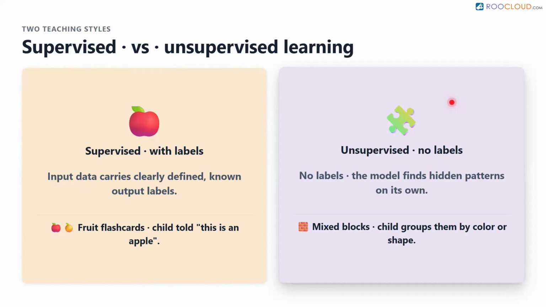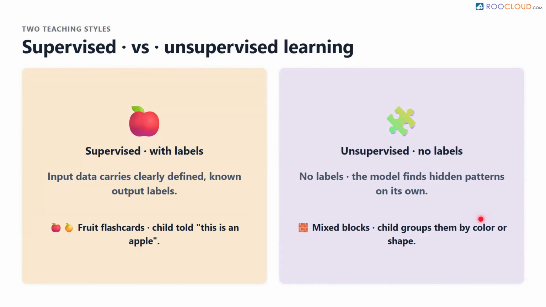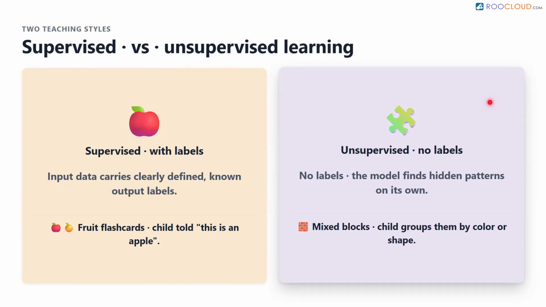The second approach is unsupervised learning. In this scenario, there are no labels. It is like giving a child a massive box of mixed building blocks and asking them to organize them however they see fit based on color or shape. The model must analyze the raw inputs and independently discover the hidden relationships and patterns without any external guidance.